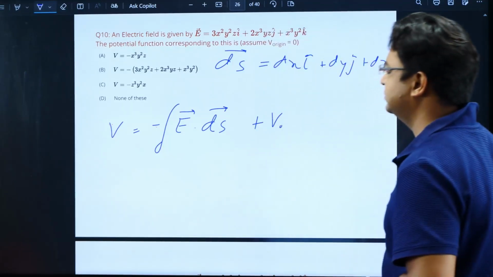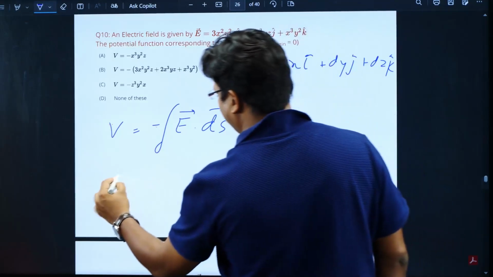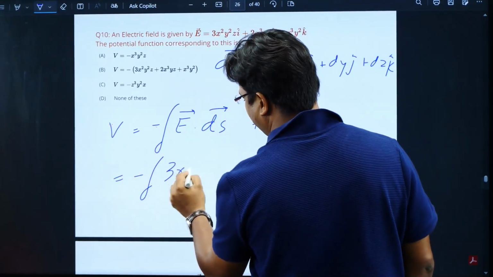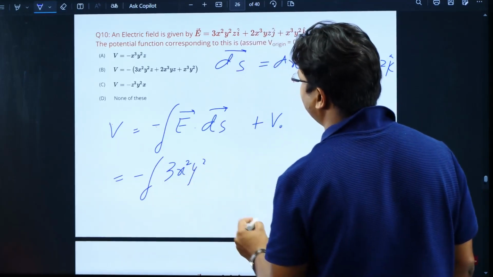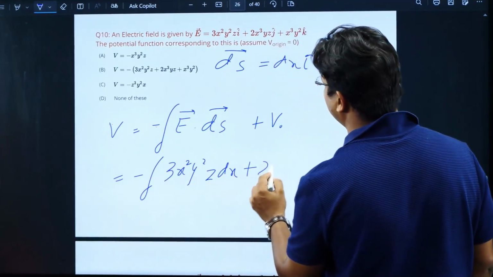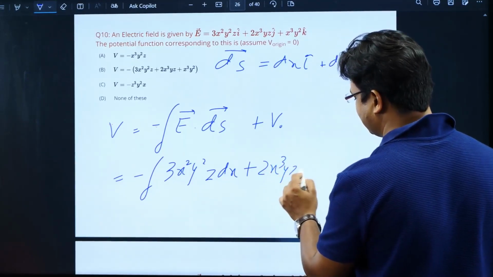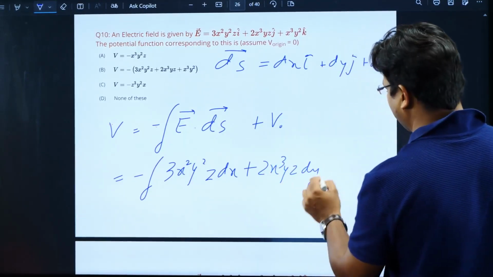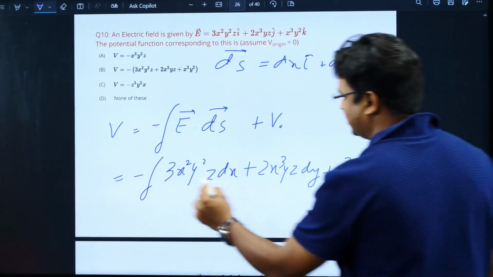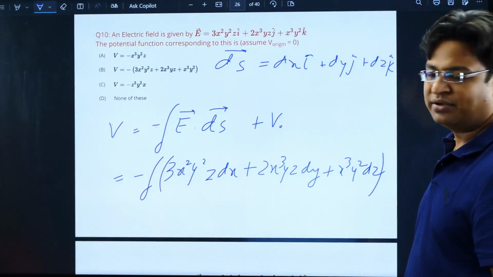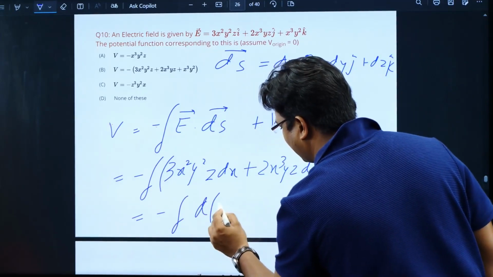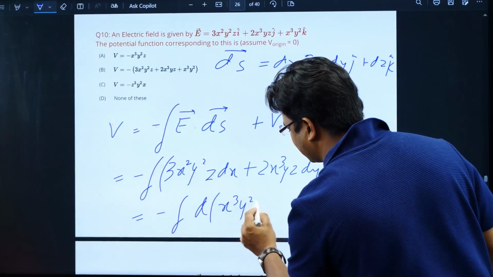Some constant. So when we do this, E dot ds will give us 3x square y square z dx, then plus 2x cube yz dy, and then plus x cube y square dz. So this entire thing we are going to get, and this is nothing but d of x cube y square z.